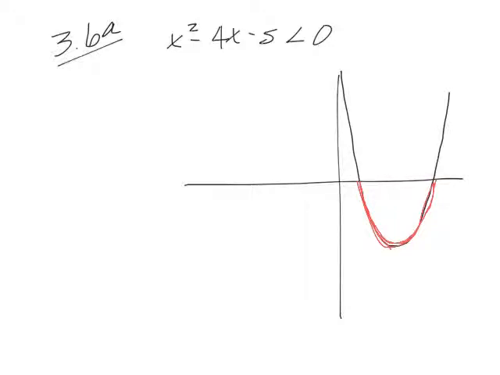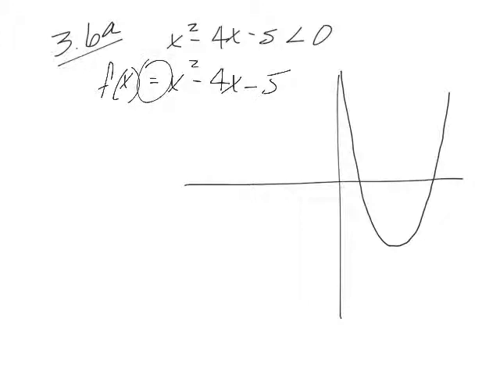If I were to change the sign around to a greater than sign, I would be looking at the values for x that I put in so that y is greater than 0. So what I'm looking for is above and below the x-axis. So what we're going to do is write this as f of x equals x squared minus 4x minus 5. We're going to write it as an equality like that so that we can find a graph and then make some determinations from that graph.